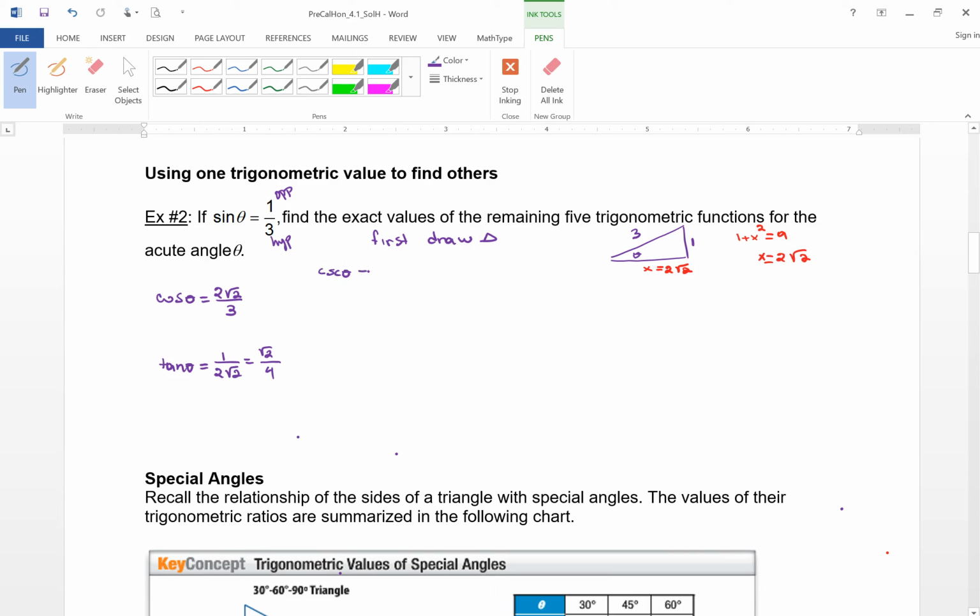Cosecant of theta is 3 over 1. Secant of theta, 3 over 2√2, which is 3√2 over 4. Cotangent of theta, it's easier to take the reciprocal of the second to the last step, so it's 2√2.